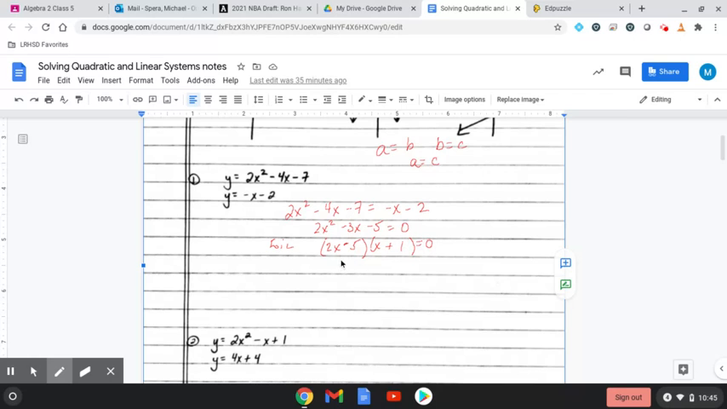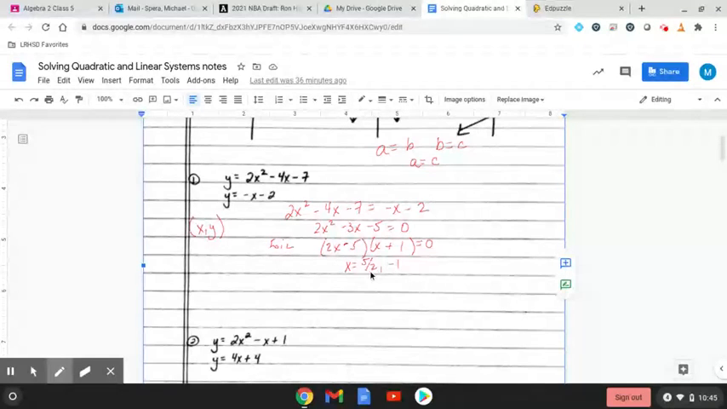And we're not done. We have to solve for x, so I would set each factor equal to 0. x is going to be 5 over 2, and x is going to be negative 1. Now that's not our answer here, because as you saw from my graphs up above, our answers are intersection points, and points are made up of x and y.